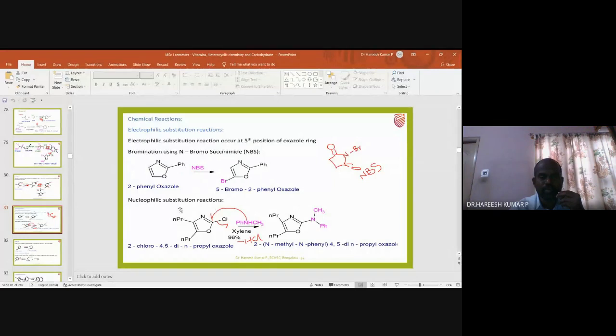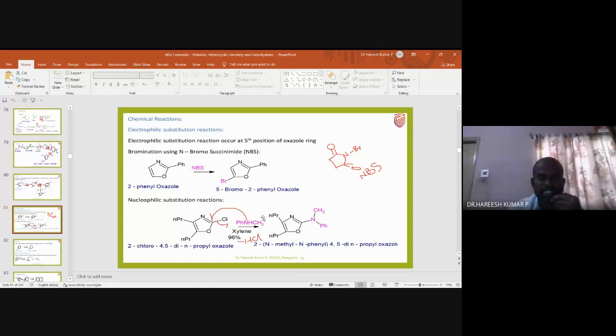But again, one more thing, a nucleophilic substitution reaction. Nucleophilic substitution means a nucleophile is attacking the second position, if the second position of the oxazole contains a leaving group such as chlorine, bromine, iodine, or tosylate group. What is a tosylate group? The one containing CH3, SO2 group is called tosylate group. Tosylate also will act as a leaving group.